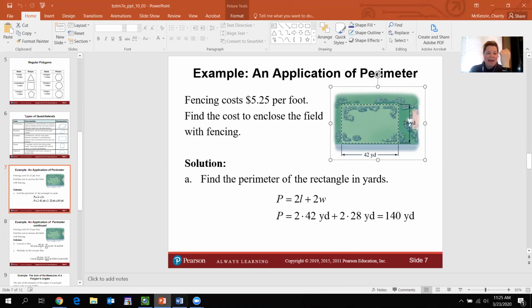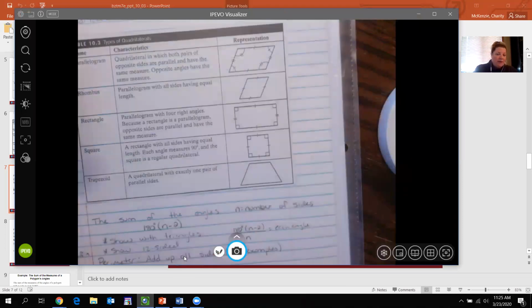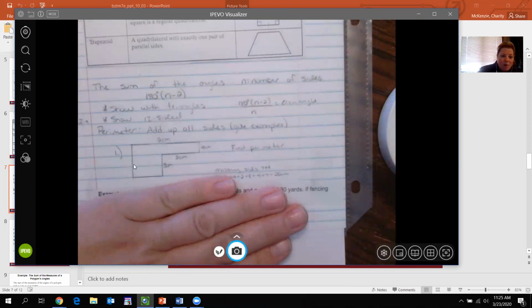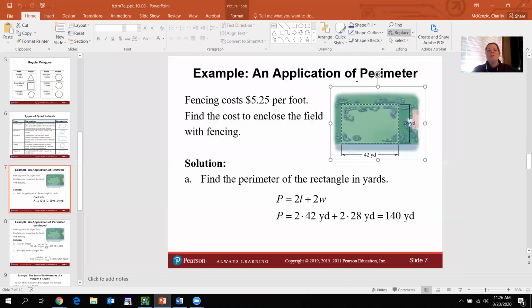So you will have, let me pop over, you will have questions that look like this, where you have sides that are missing and you have to find all those sides to be able to add them all up. Okay, so you have to be able to think, it might have a formula or it might not.